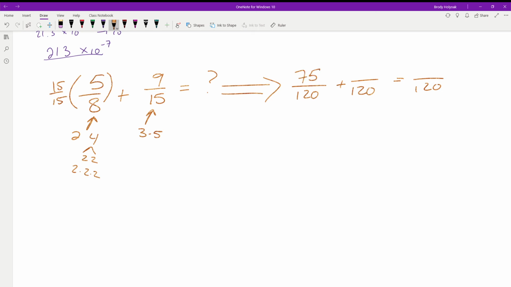Now we look at our second value. We need to multiply this value by what to get 120ths? 8, so 8 over 8. We multiply numerator and denominator by 8, so we end up with 72 over 120 for our second fraction. Now we simply add those two together, and that gives us 147 over 120.